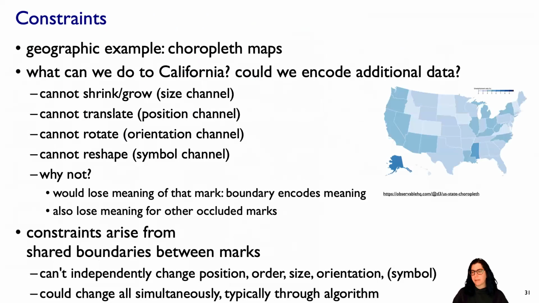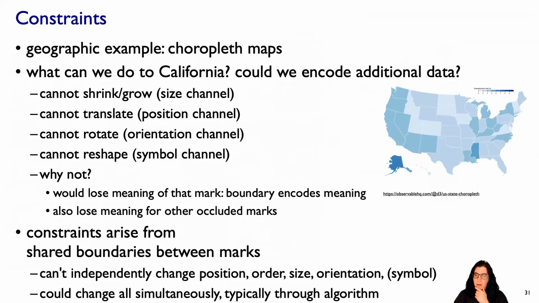So, can we do anything we want, anytime we want? Well, actually, no, we can't. Some marks do have constraints. So let's use a geographic example to start thinking about this, because this is the easiest one to think about. So the fancy name for a geographic map, where we're color coding the regions according to some attribute, a quantitative attribute typically, is a choropleth map.